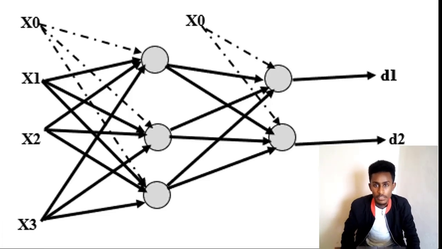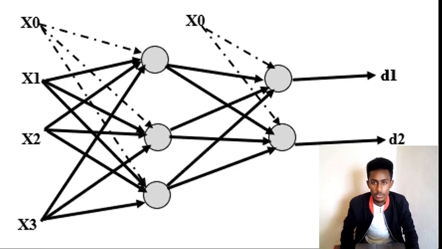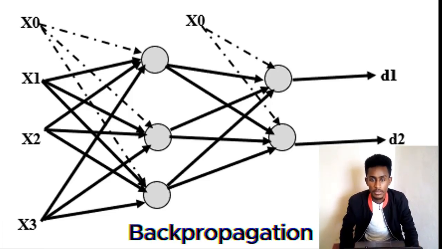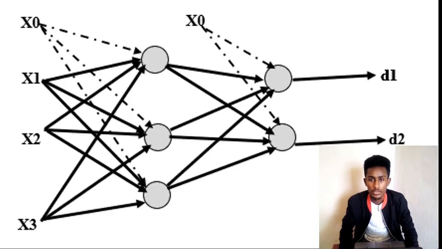Hello everyone, welcome to my YouTube channel. Today in this video we will discuss the concepts of backpropagation with a clear and practical example. In our discussion we will see steps in designing a neural network having 4 inputs with bias, 3 neurons in the hidden layer and 2 neurons in the output layer.